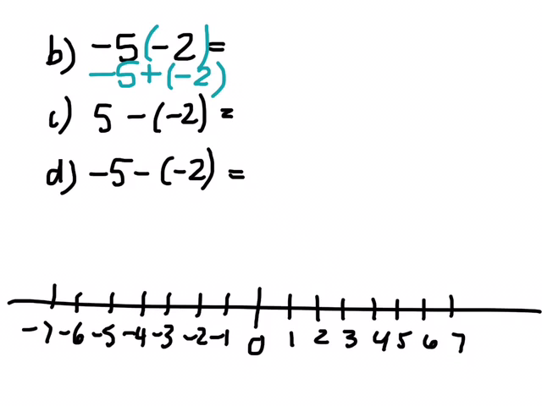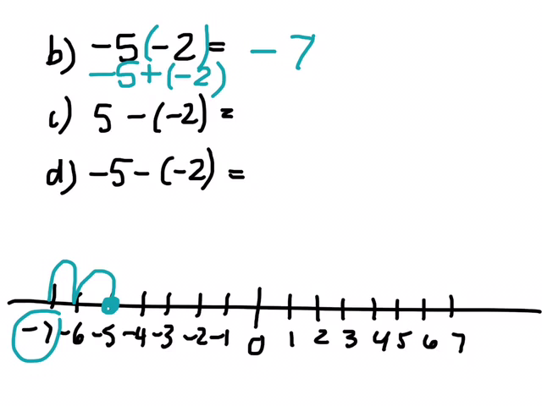So we start at negative 5. If you're taking away 2, it's the same as adding in a negative. So am I going to move to the left or right? To the left, how many spaces? 2 spaces. We end up at negative 7.